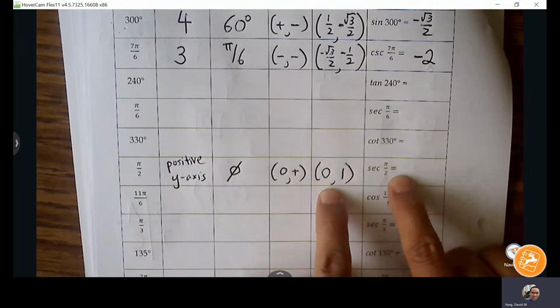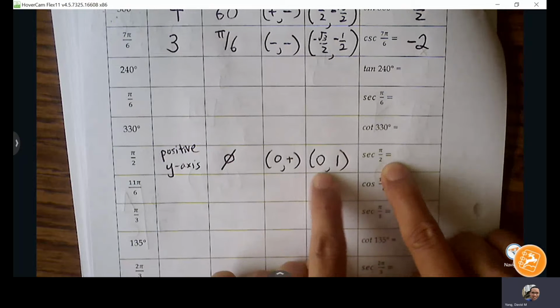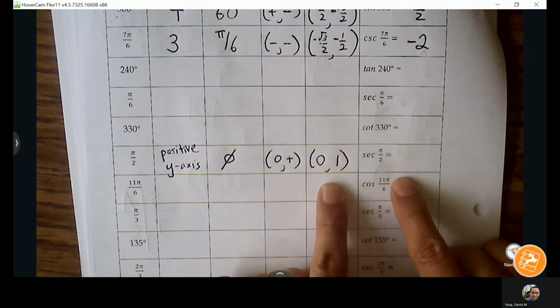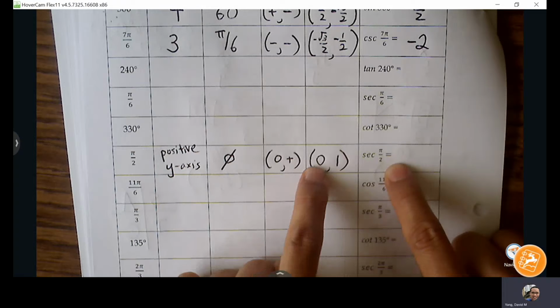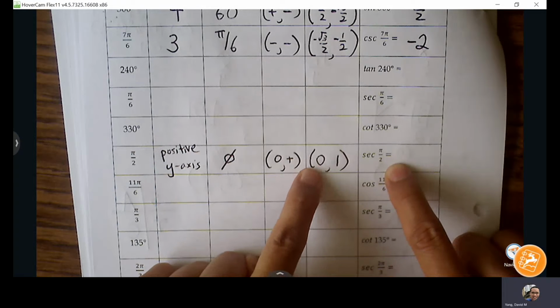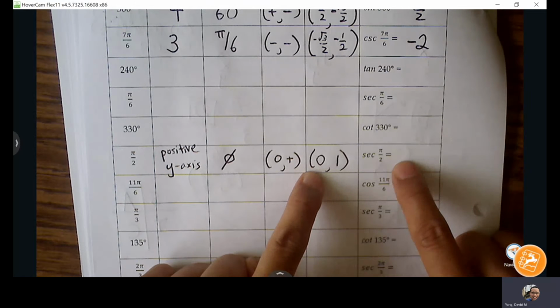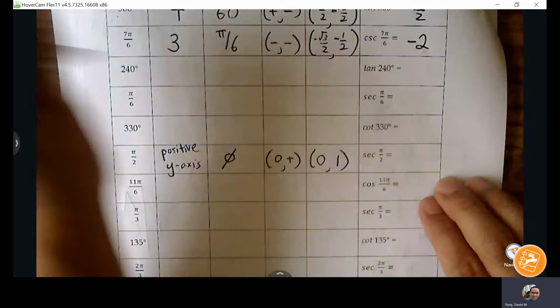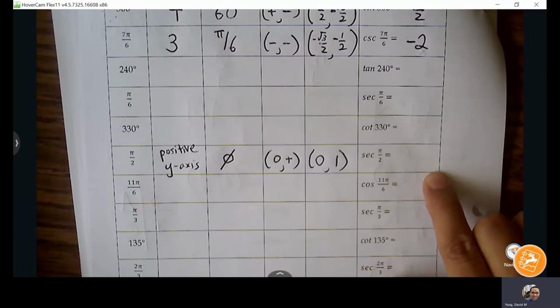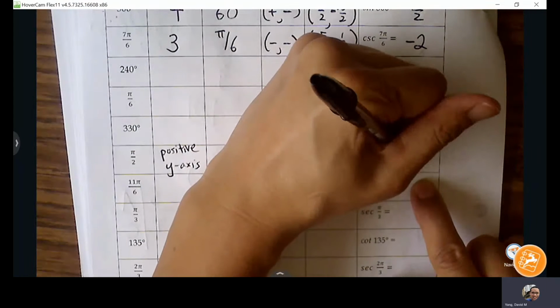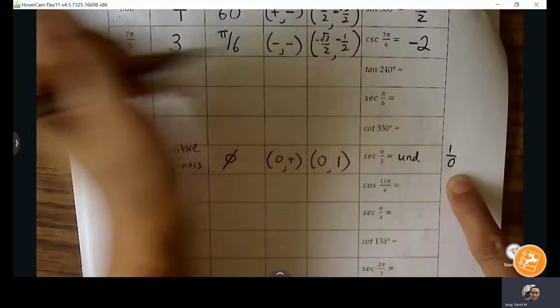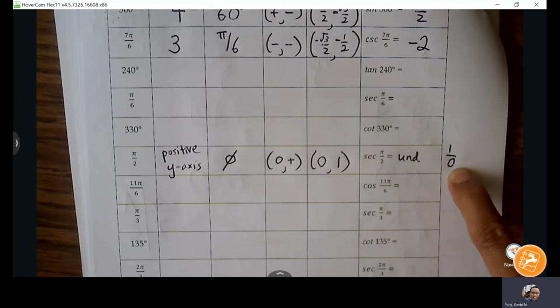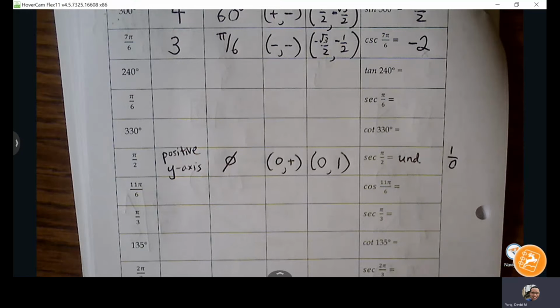All right, so secant. Which value of the ordered pair do we look at for secant? The x, right? And what do we do with that x? It's going to be flipped. So initially it's 0 over 1. If you flip it, it becomes 1 over 0. And how do we interpret 1 over 0? Undefined. So if you have 0 in the denominator, that's undefined. If you have 0 in the numerator, that's just 0.